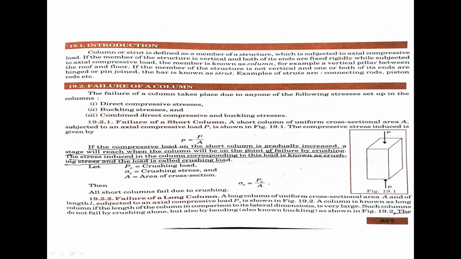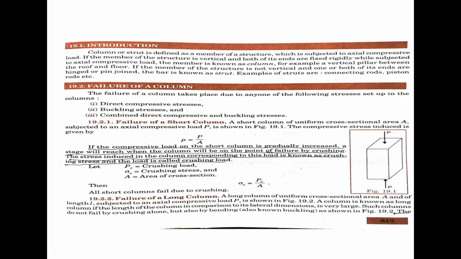A short column of uniform cross-sectional area A, subjected to an axial compressive load P, is shown in figure 9.1. See the diagram. This is the short column with compressive load acting in both directions and cross-sectional area A. The compressive stress induced is given by sigma equal to P by A, that means load by area.